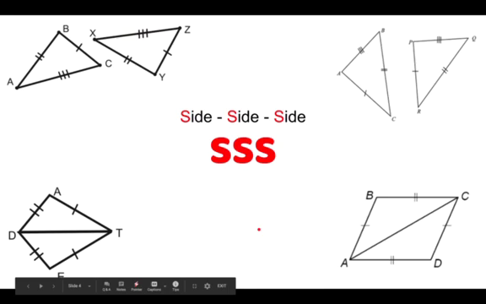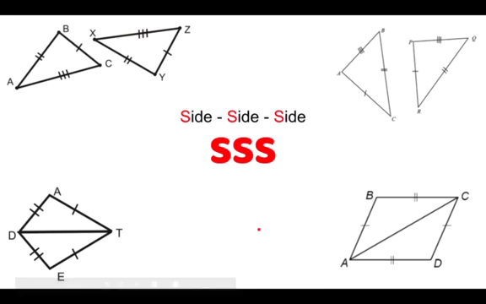So if you have a triangle and another triangle, and you're trying to determine if those triangles are equal to each other, if you know that all the sides in the first triangle have an equal side in the second triangle, you know that those triangles are congruent. Congruent means they are equal.